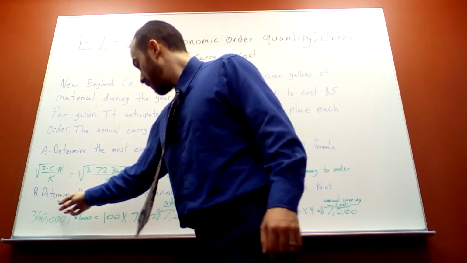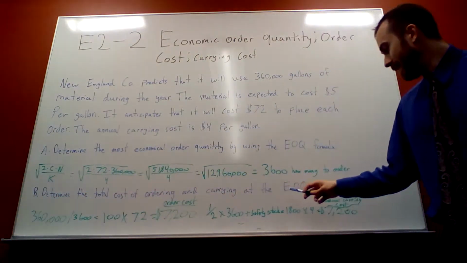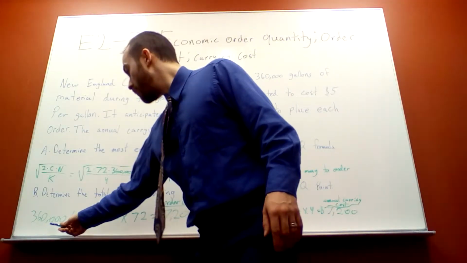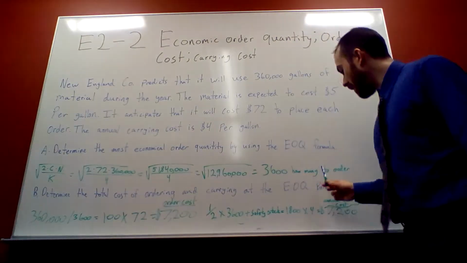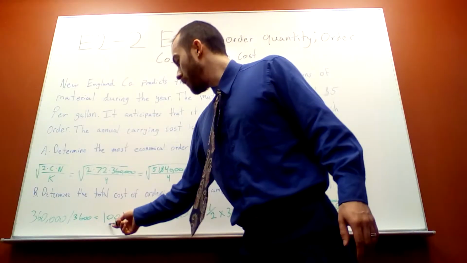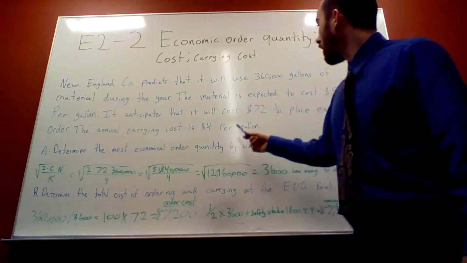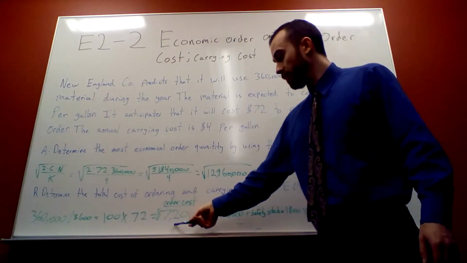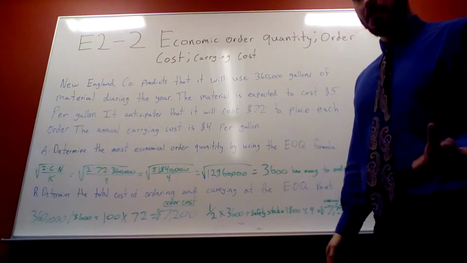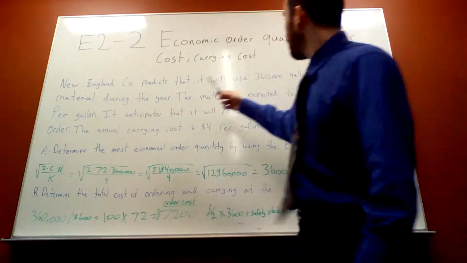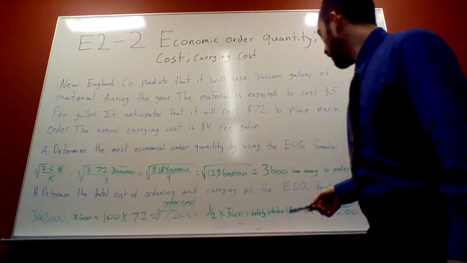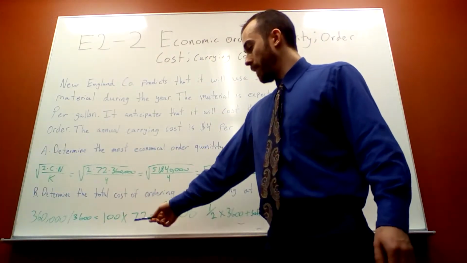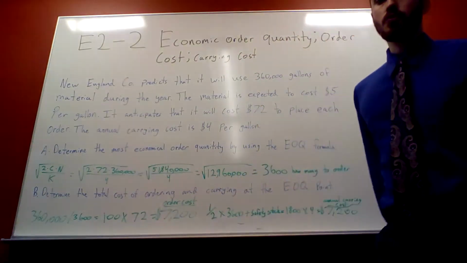Okay, and then B, determine the total cost of ordering and carrying at the EOQ point. So we take 360,000 divided by the economic order quantity, which gives us 100. 100 times the cost to place an order gives us our total order cost for the year: $72,000. And see how I got that? I took how many we use a year divided by how many we're going to order at a time, which gives me how many orders I'm going to make. Times that by the cost to place an order gives me my total order cost for the year.